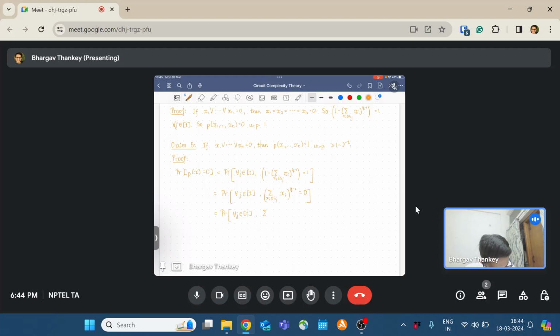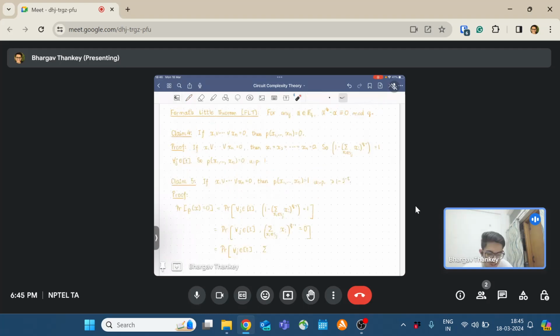Okay, so now let's use FLT. So suppose this were non-zero, right? Let me call this alpha. Alpha to the q minus 1 is 1. So multiply by alpha on both sides, I get alpha to the q is equal to alpha mod q. But we know that alpha to the q is equal to 0, which tells us that alpha must be 0. So this tells us that this must be 0. Still, I should write a mod q everywhere.